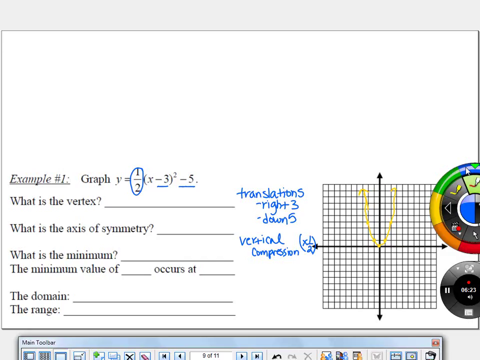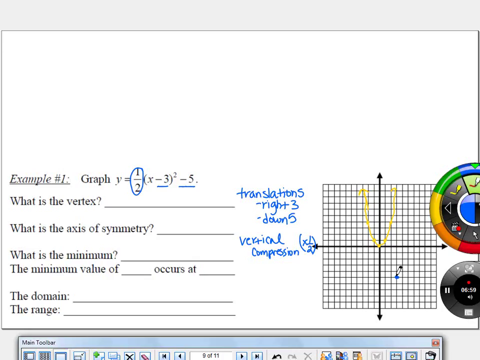If I'm translating right 3 and down 5, then my vertex will no longer be at 0, 0. It will be 3 to the right of that and 5 down from it. So it's going to be at the point 3, negative 5. Okay? So 1, 2, 3, 1, 2, 3, 4, 5. There's my vertex. Okay? Now, as I go to fill the points in around the vertex, I'm not going to follow the same exact pattern that I followed before, but I'm going to use that pattern and adjust it based on the fact that we had a vertical compression.